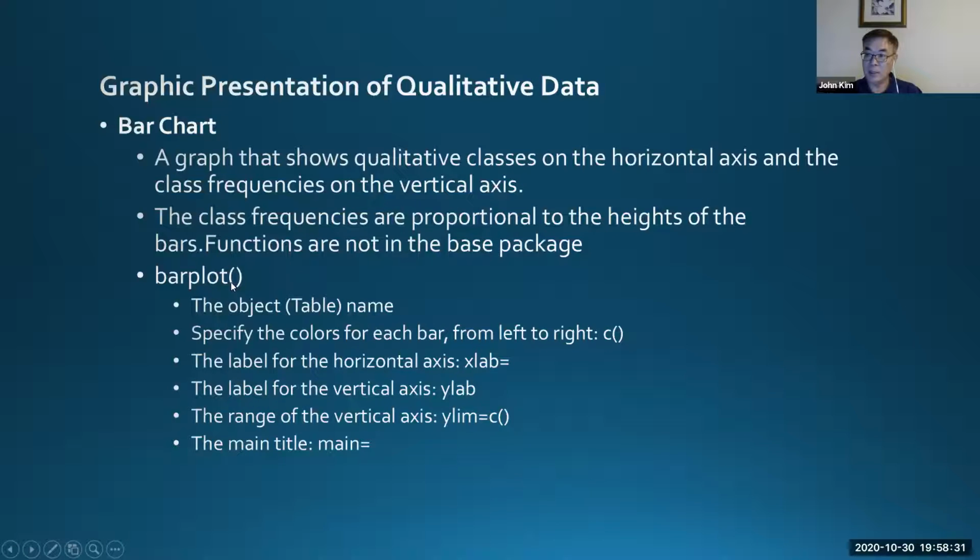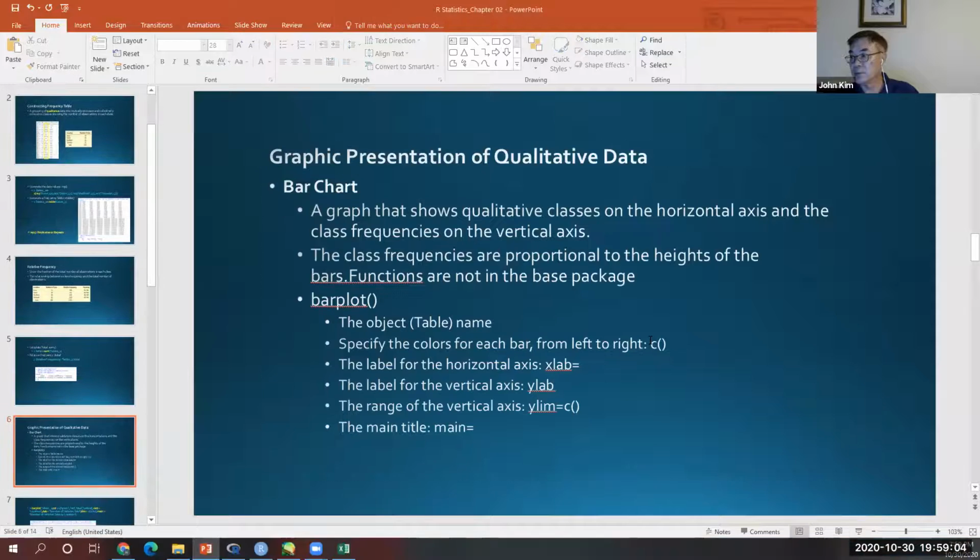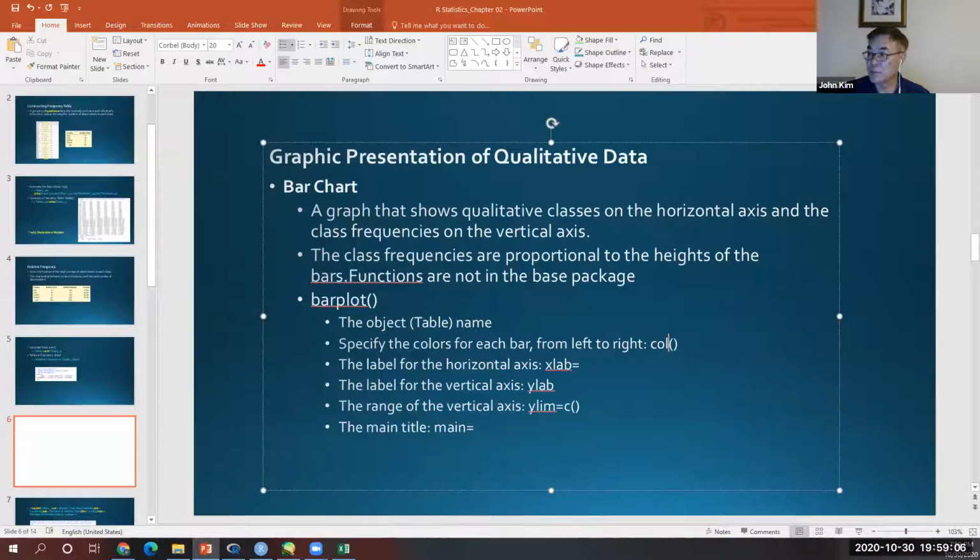And then in the parentheses, we need the name of that object, and then specify the color if we want to use a different color. We specify color using COL. I mistyped, it is not C, it is COL.